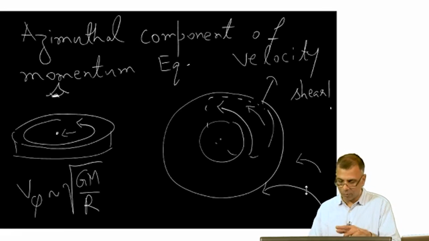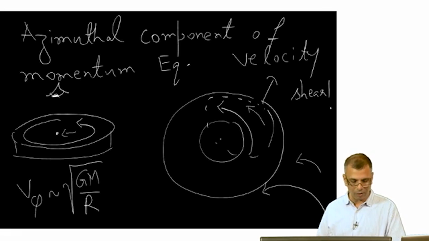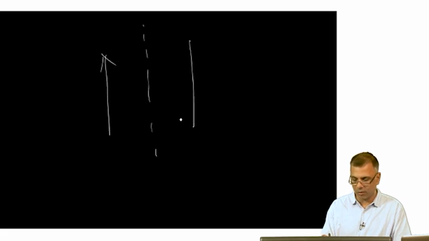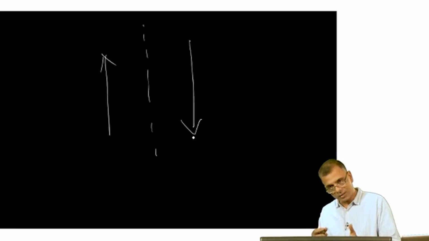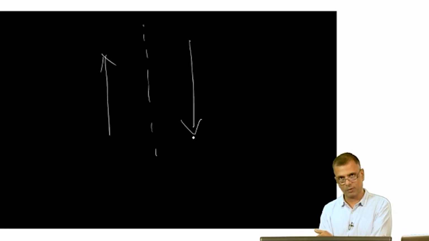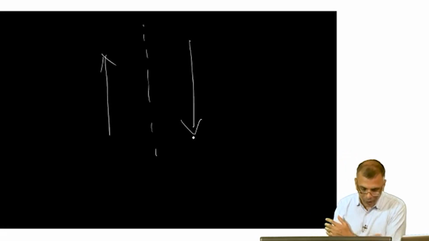You can always transform to a rotating frame, where I can draw this like this. I have an in between layer at rest, and on one side of the layer the velocity is going up that way, and on another side of the layer the velocity is coming this way. So these would be the V phis. Okay. And this is exactly what a shear flow is. Okay. So what happens now?